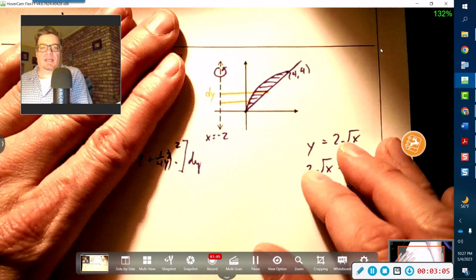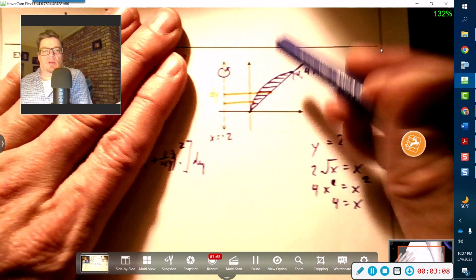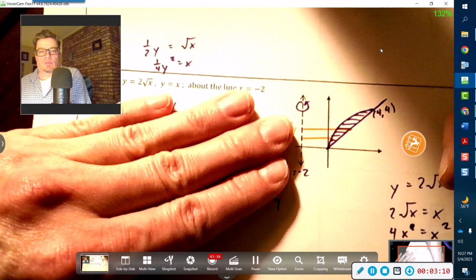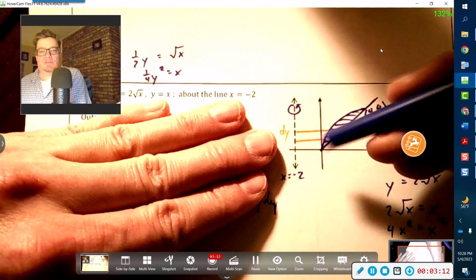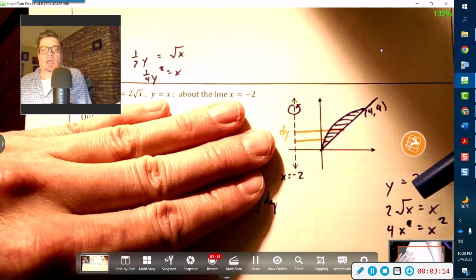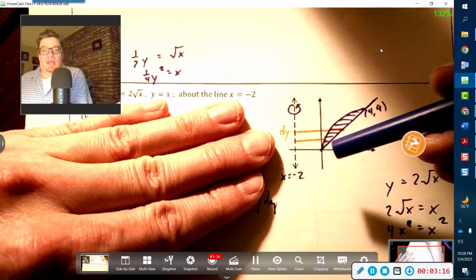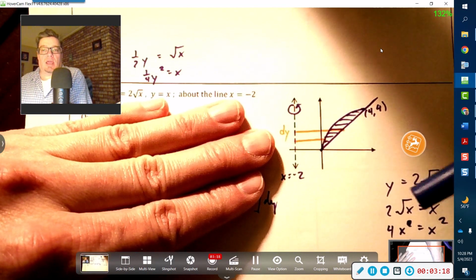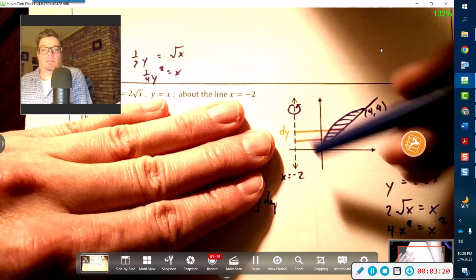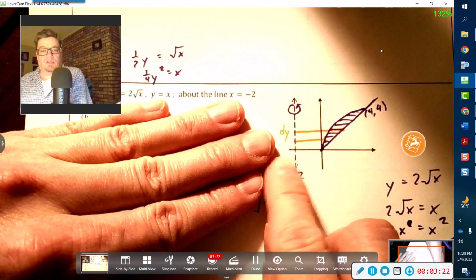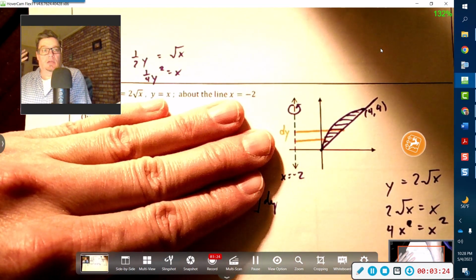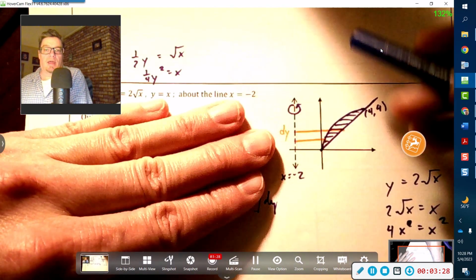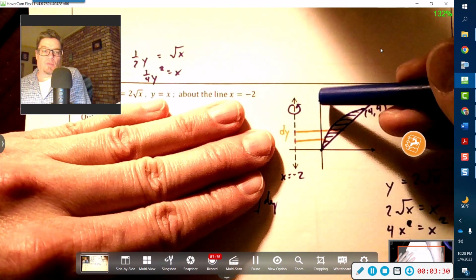The next one is also going to revolve about x equals -2. So we're out here. And so what we want to do is we really don't care about whether or not it's positive or negative. We just want this distance to be 2. We know its location, and it's 2 away from the y-axis.